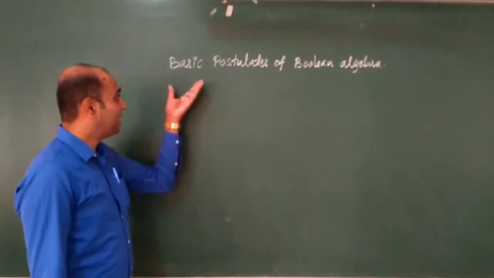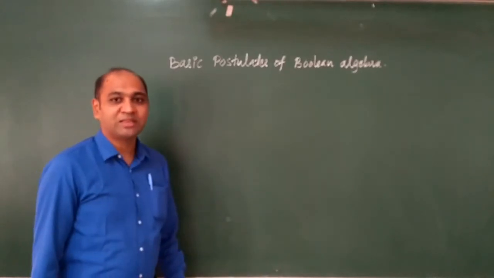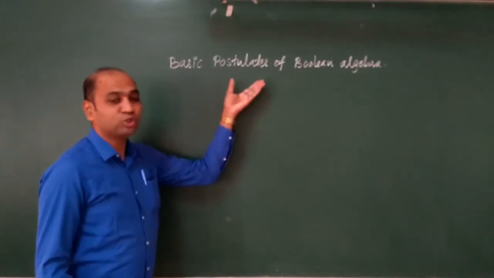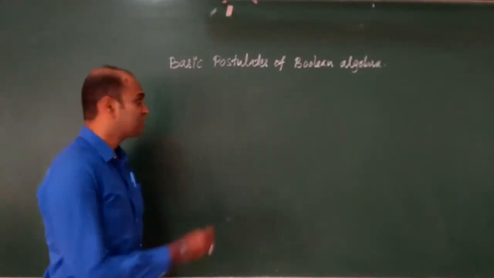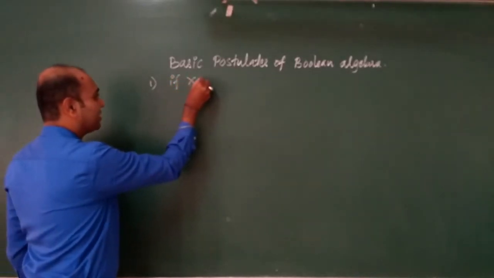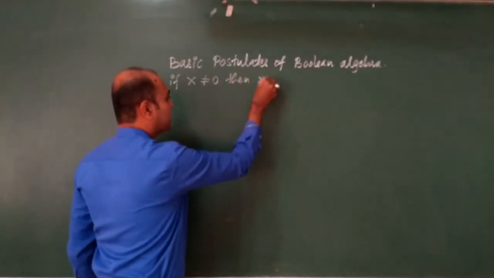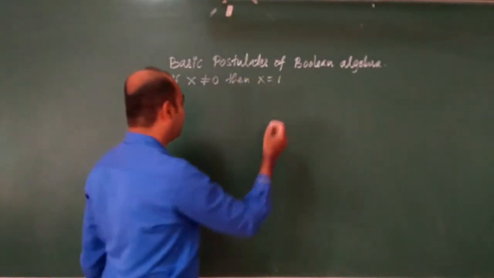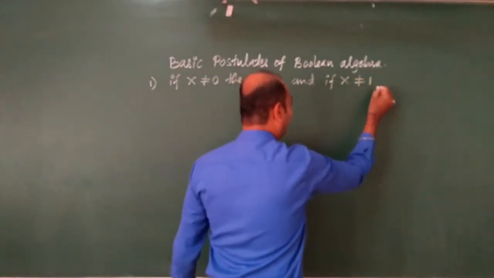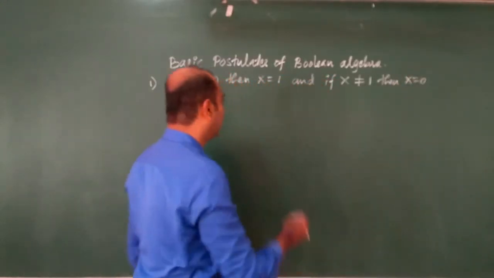Now let us study basic postulates of Boolean algebra. Here postulates are nothing but the basic laws of Boolean algebra, called postulates of Boolean algebra. So let us take the first postulate, that is, if x is not equal to 0, then x is equal to what? 1, correct? And if x is not equal to 1, then x is equal to 0, correct?